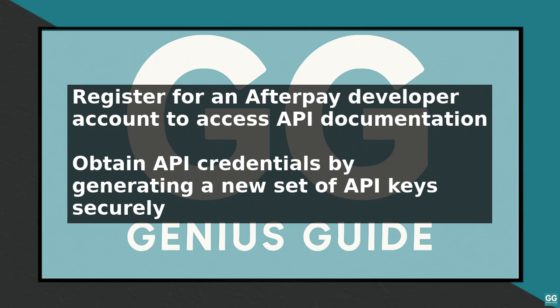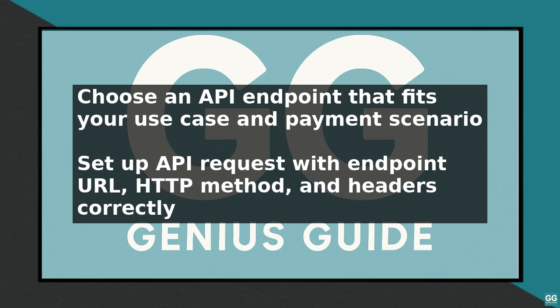Step 4. Set up API request. To make an API request, set the API endpoint URL, HTTP method, and headers. The headers should include your API credentials and any other required parameters. Use a tool like Postman or curl to test your API requests.